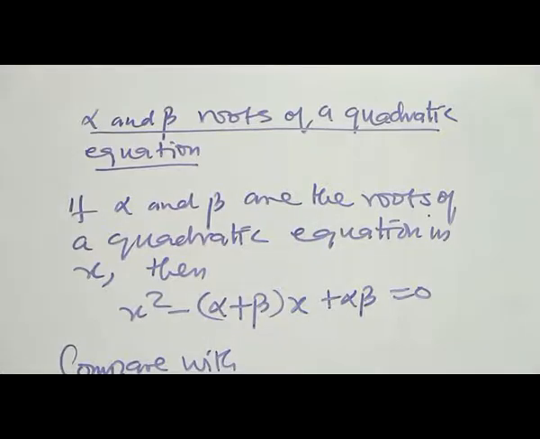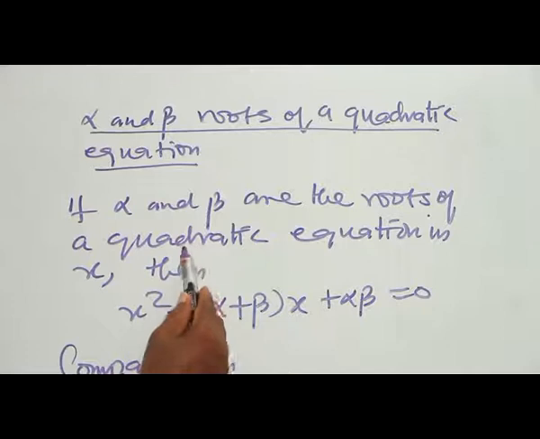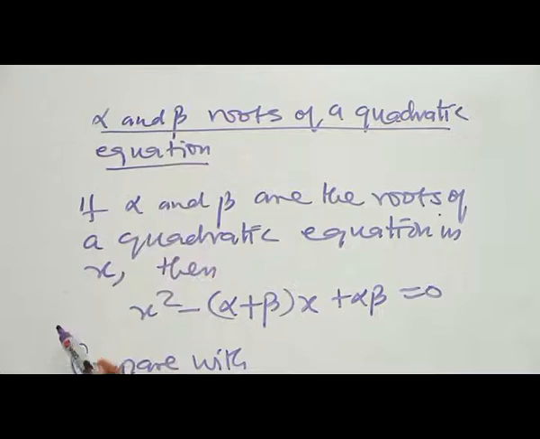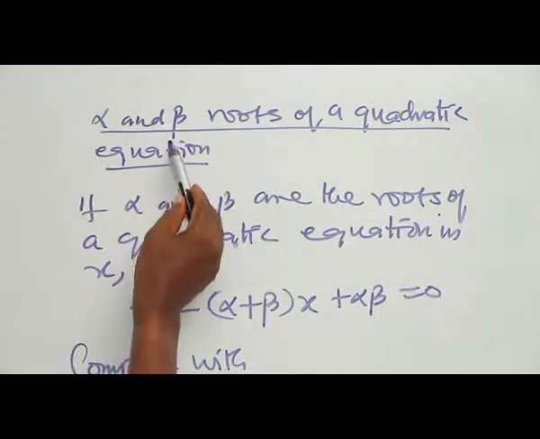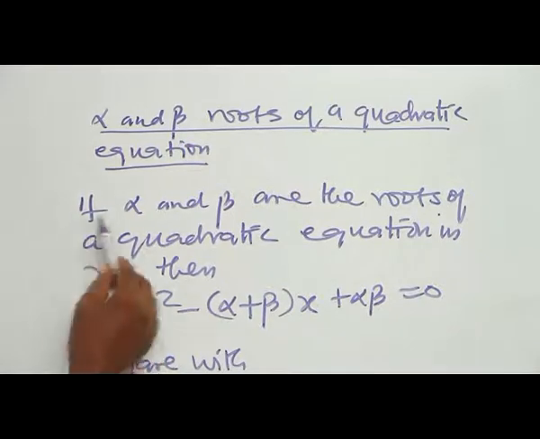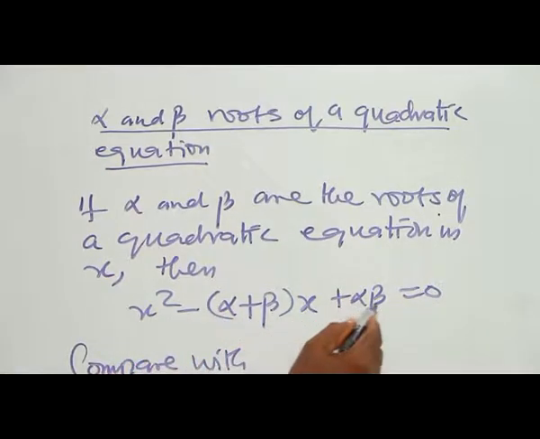We shall now take a look at a situation where the roots of a quadratic equation are represented generally by alpha and beta. If alpha and beta represent the roots of a quadratic equation, we can derive the equation itself. Now, if alpha and beta are the roots of a quadratic equation in s, then it means that s squared minus (alpha plus beta)s plus alpha beta is equal to 0.